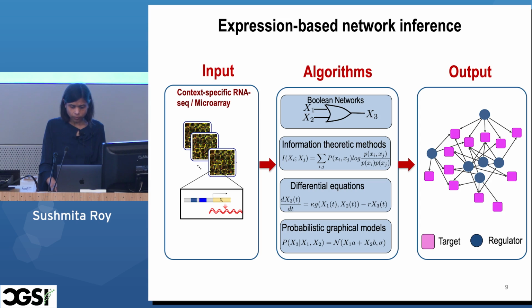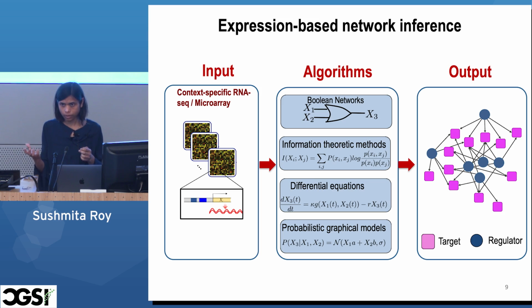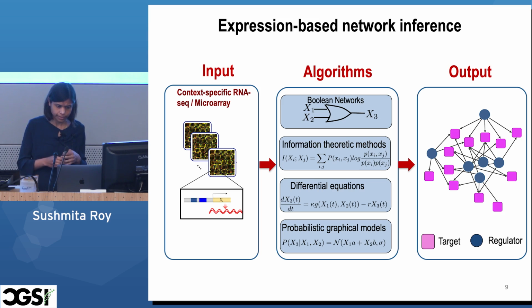So let's talk about the first class of methods, and these are expression-based network inference methods. This is the vanilla type of method that you would use. What these methods do is they start with a large number of gene expression matrices or gene expression measurements and use different modeling formalisms to output a network that connects regulators to target genes.